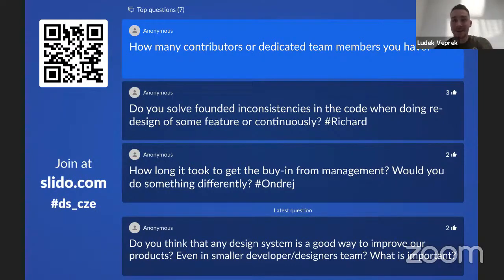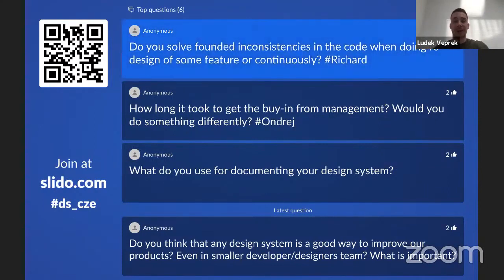Okay, great, thanks. The next question will be for Richard. Do you solve found inconsistencies in the code when doing a redesign of some feature, or continuously?